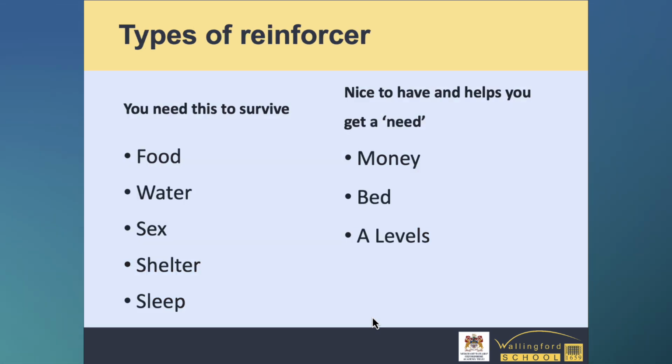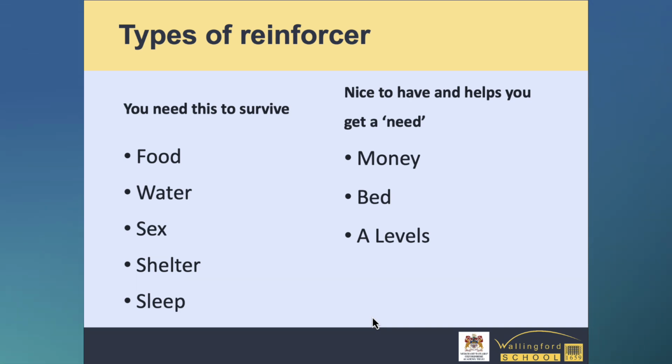There are different types of reinforcer. You've got some basic reinforcers like food, water, sex, shelter, help. These are things that help you survive. Those are your needs. But on the right-hand side, you've also got what you could think of as nice to haves, and those are things which might help you get a need.